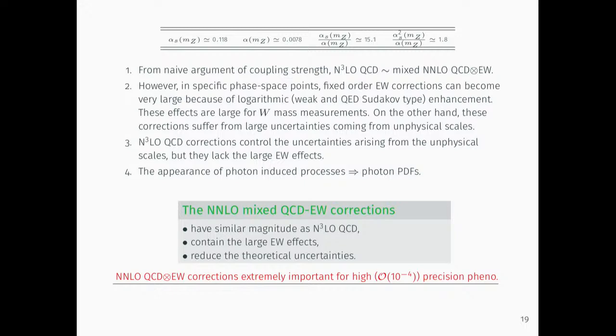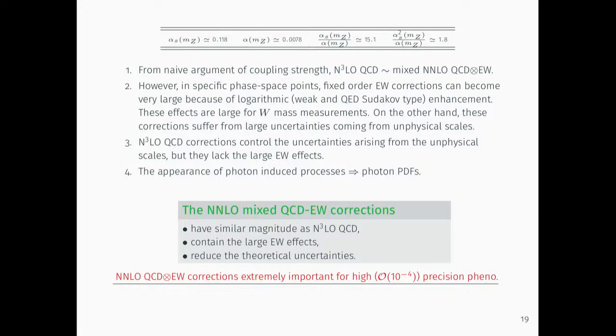Now the second point is that we have seen for NLO electroweak corrections, there are large logs. So there are logs of MW over some scale, and if you go to a really large scale, MW becomes small compared to the scale, so the log contribution is really large.